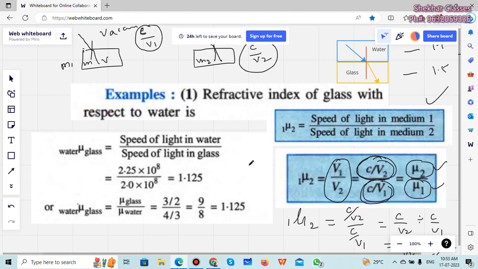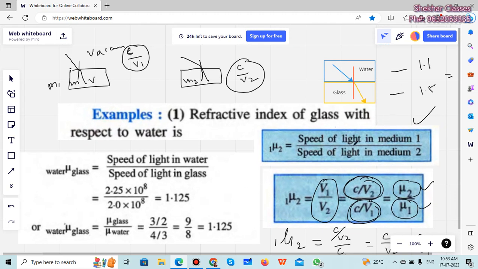So here in this example, they have given the speed of light in water as 2.25 into 10 to the power 8. Speed of light in glass is how much? 2.0 into 10 to the power 8. You will get this as a refractive index.